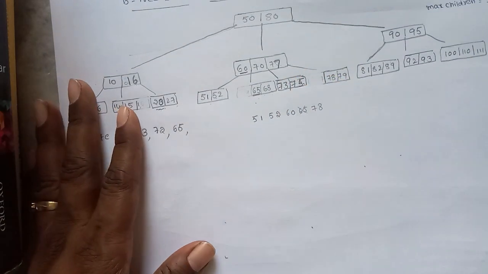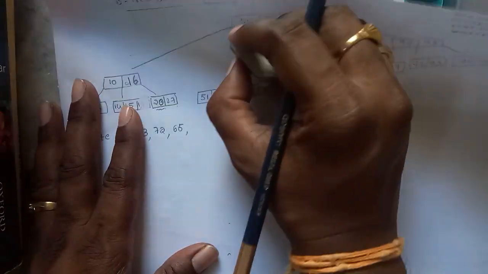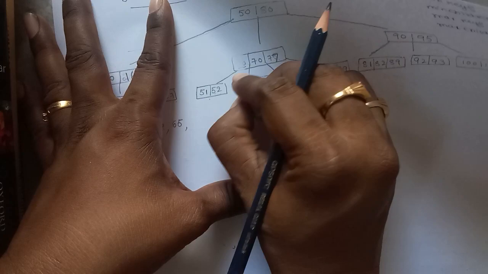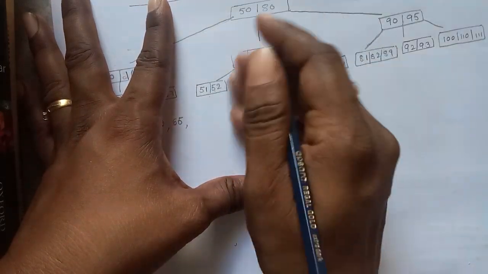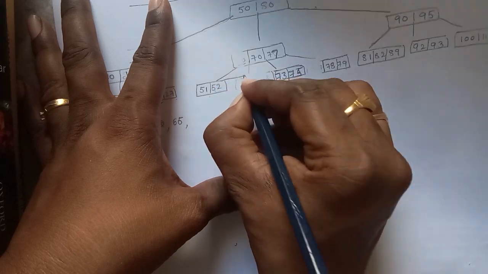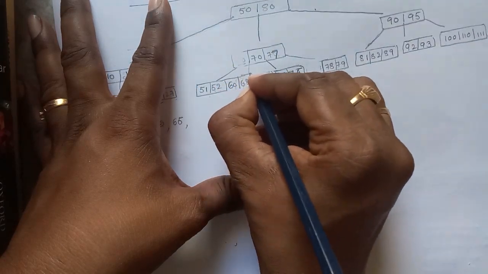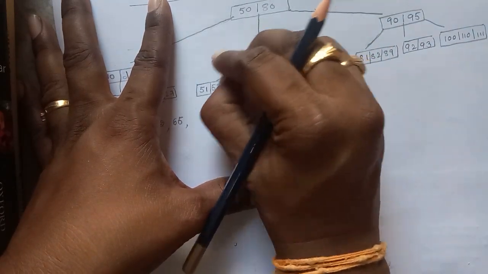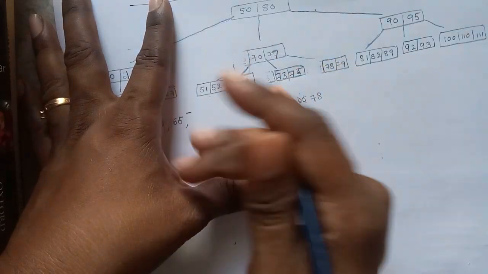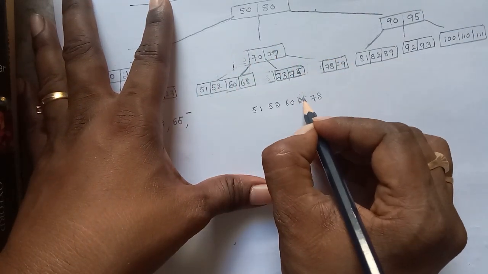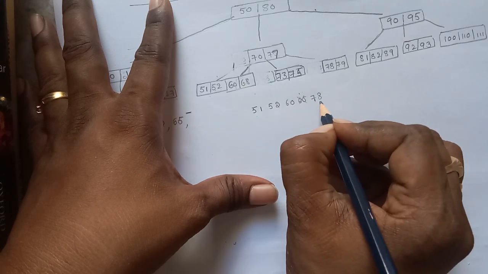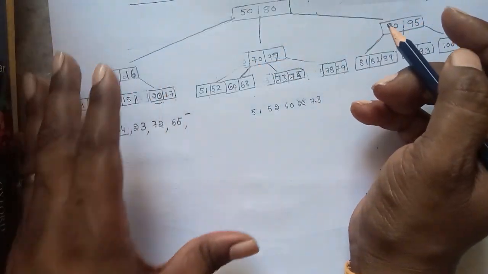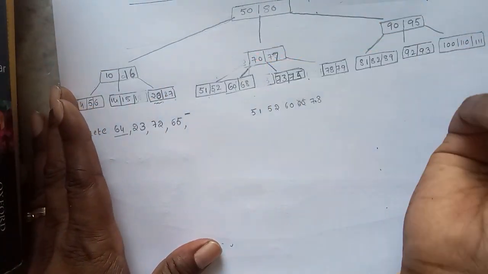Now what does the tree become? Remove the 60 from this and merge this one: 51, 52, 60, 68. And it is the left child for 70. Observe, we simply perform the merge operation. The 65 is removed. 51, 52, 60 and 78. The parent is also involved. This is the tree after removal of 65.